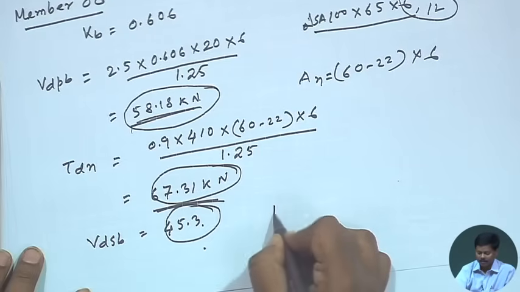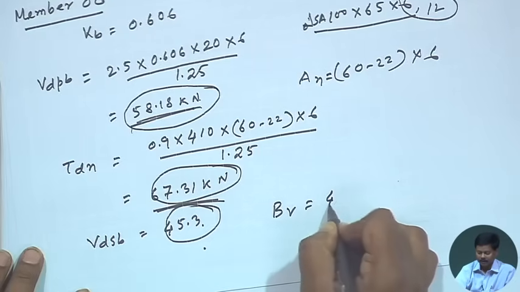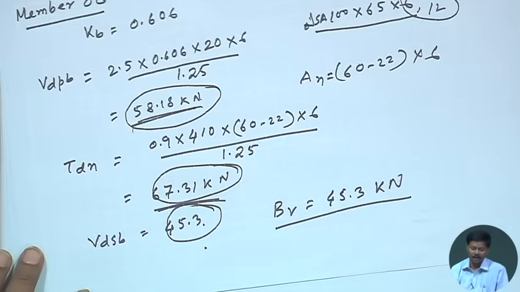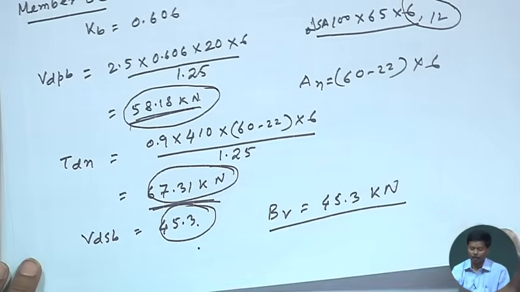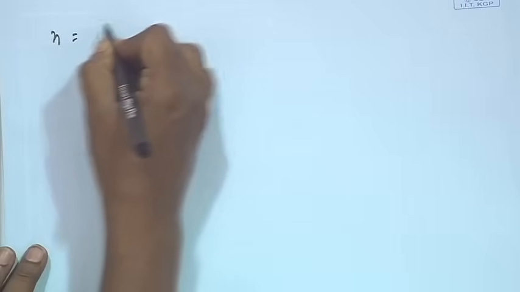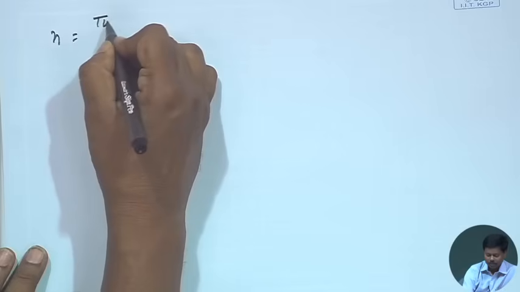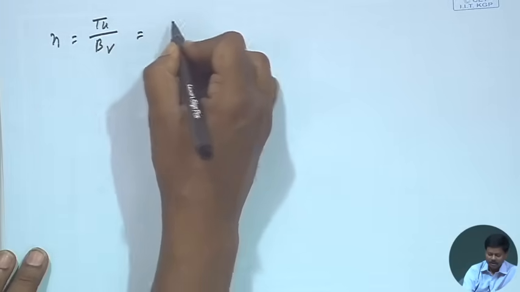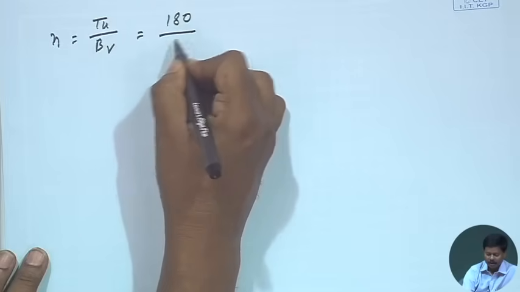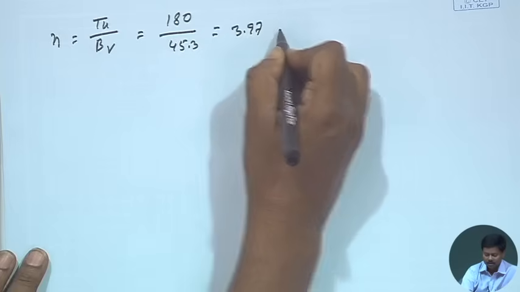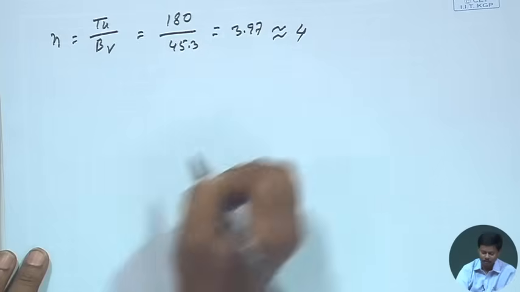Therefore, I can write the bolt value as 45.3 kilonewton. That means this is the same as earlier. So, the number of bolts I can find out. The number of bolts required will be TU, the tensile force acting on the plate, divided by the bolt value, that is 180 by 45.3, which becomes 3.97, that means it is also 4.